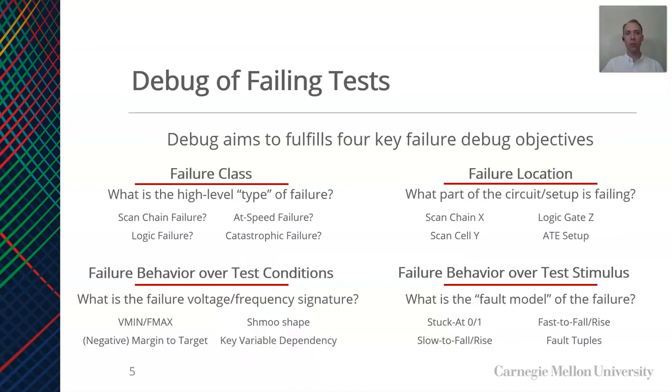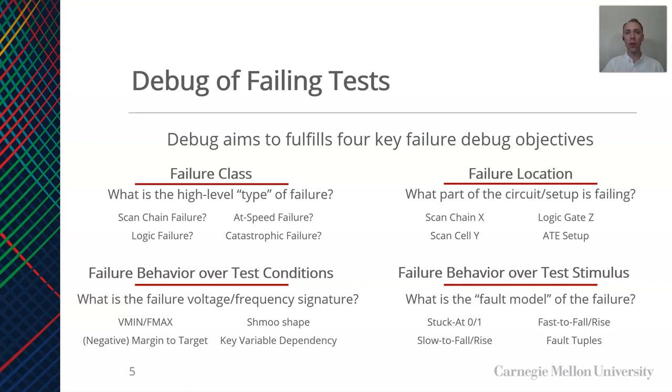When debug is performed, there are typically 4 pieces of information that are most helpful in approaching a potential root cause. First, the failure class provides a high-level description for the failure. Second, we are interested in the failure location. This will be part of the circuit where the failure originates or is observed.